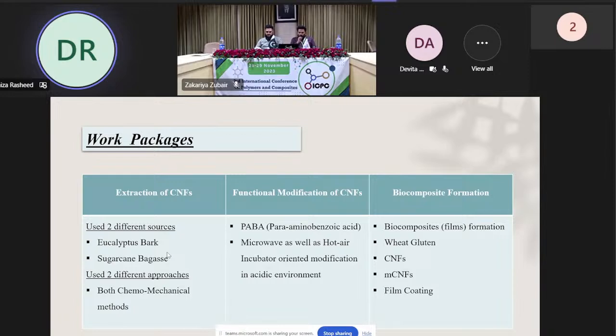And then in the second part, we did some functional modifications to cellulose nanofibers, which were para-aminobenzoic acid based modifications, and we also did some microwave assisted modifications. And then we used these cellulose nanofibers as fillers to wheat gluten. We used both modified cellulose nanofibers, produced through functional modifications of CNF, and the normal cellulose nanofibers that have been directly extracted from eucalyptus and sugarcane bagasse.